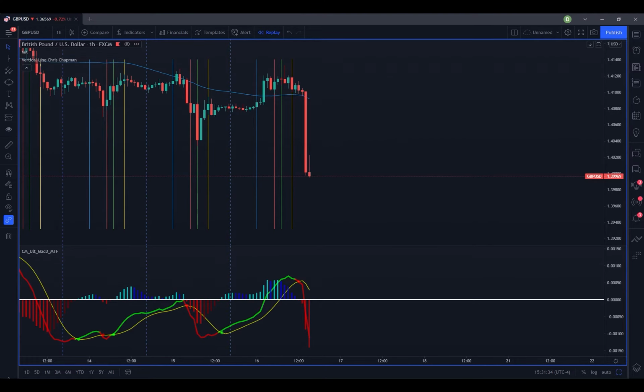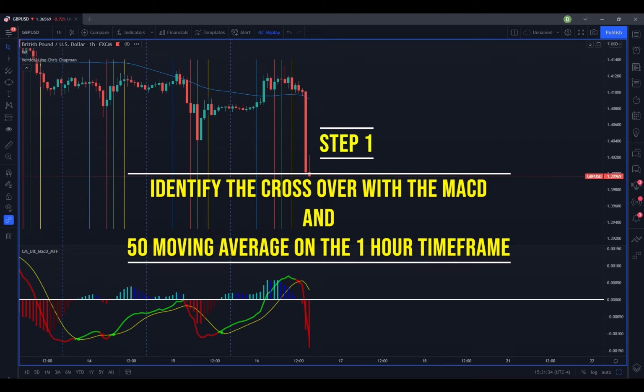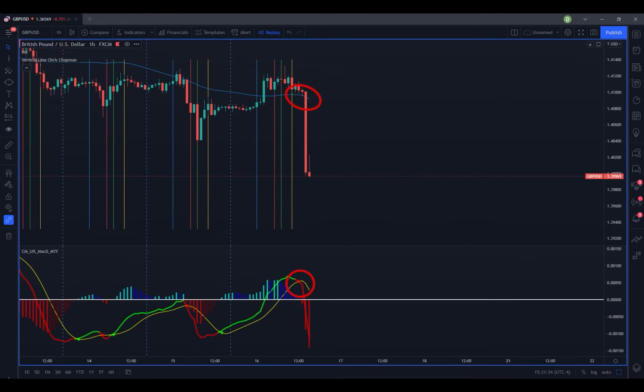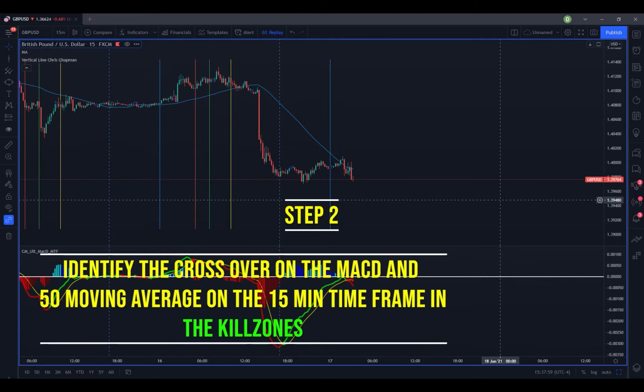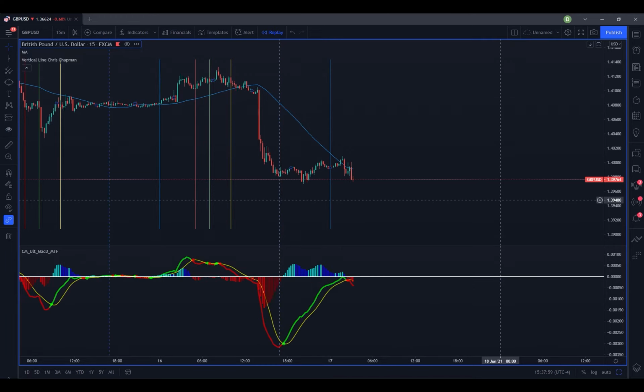So this is how you trade the strategy. Step 1. Identify the crossover with the MACD and 50 moving average on the 1 hour time frame, circled here, which appears to be a sell signal. Step 2. Identify the crossover on the MACD and 50 moving average on the 15-minute time frame in the kill zone times, circled here, which is showing a sell signal already.